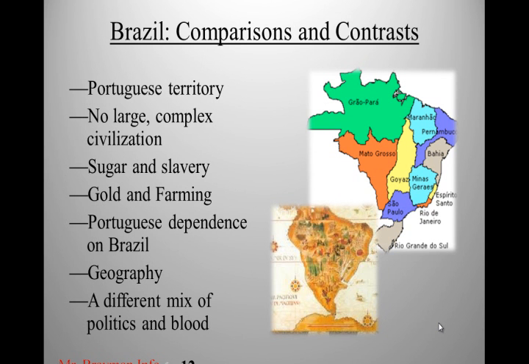And we got to remember that Brazil is kind of separate from the rest of Spanish Latin America, because of the river systems and the jungles and things like that. And so there's kind of a different mix of politics and blood in this area. As I mentioned in the Africa lesson, the Portuguese were much more willing to intermarry with Africans and Native Americans, and this is part of why we see in modern-day Brazil that the people are much more racially mixed than other parts of Latin America.